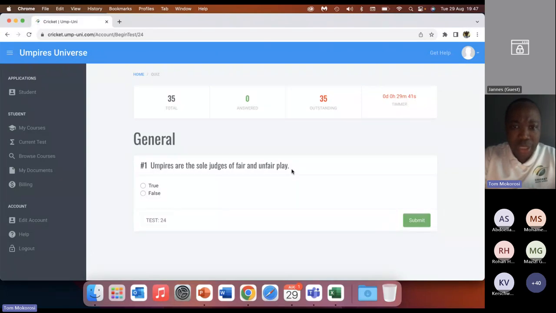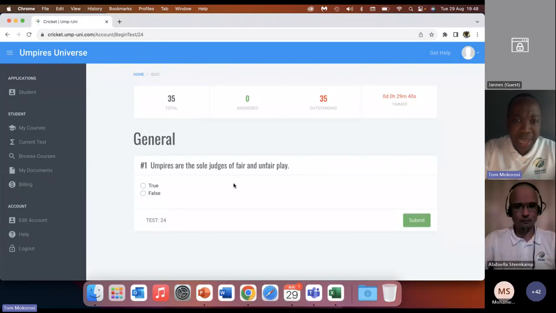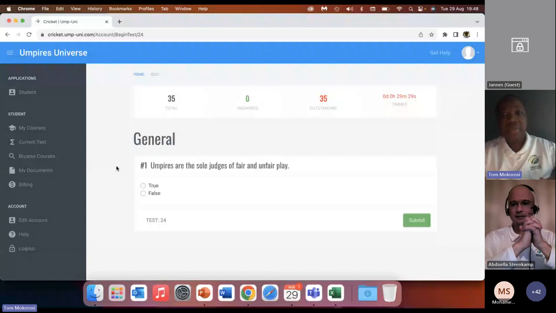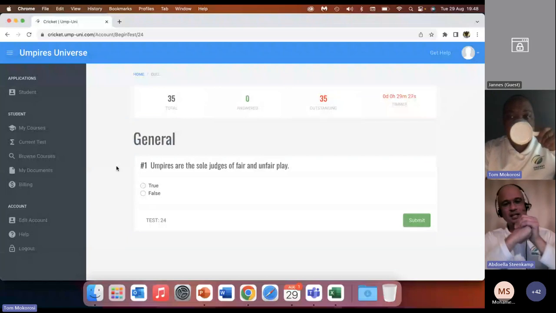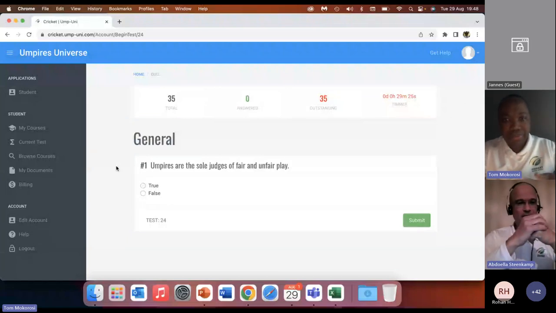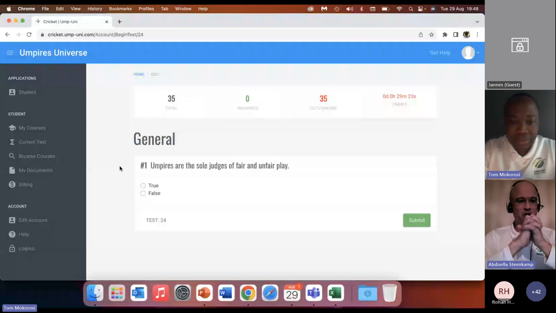Umpires are the sole judges of fair and unfair play. Do we have any hands up? Is that true or false? Please, can we have a volunteer to unmute and give us their answer? Yes, Tom, first hand who just raised was Mohammed. Mohammed, can you unmute your microphone and give us the answer, please? Yes, that's true. That is true, Mohammed.